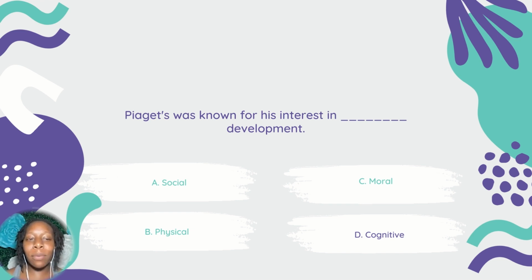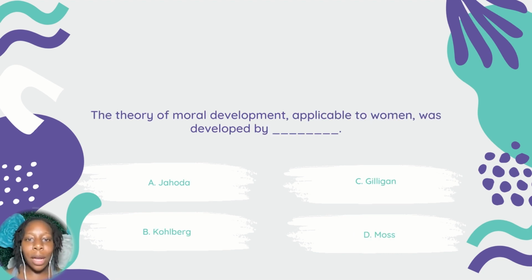And then when we talk about physical development and different things like that, that's more of biology, that's more of medicine, that's more of maybe nursing, those types of things. Now, psychobiology is a thing, but it had nothing to necessarily do with the physical development of a client. But again, if we think about Piaget, we know physical development, he didn't talk about that. We're talking about psychology. He's one of the founding fathers. So I digress. All right. The theory of moral development applicable to women was developed by who?